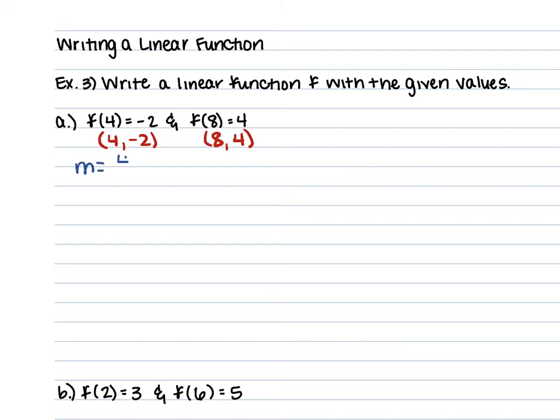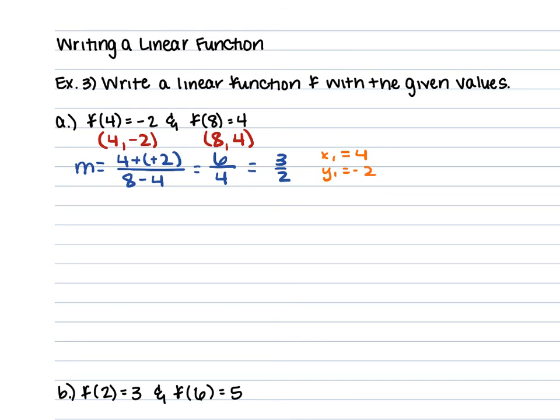I'm going to do 4 minus -2 over 8 minus 4. The 4 minus -2 turns into 4 plus 2, which is 6. And 8 minus 4 gives me 4. So that's 3 over 2. Our slope is 3 over 2. It does not matter which of these 2 points you choose to use. I'm going to use the (4, -2). So my x1 is going to be 4. My y1 is going to be -2.